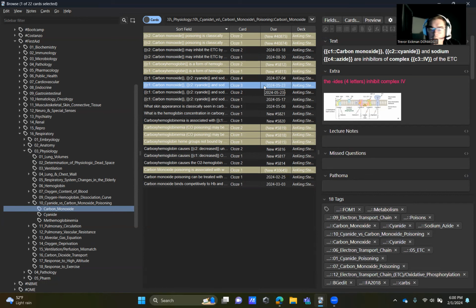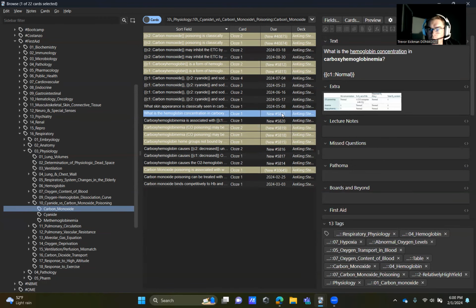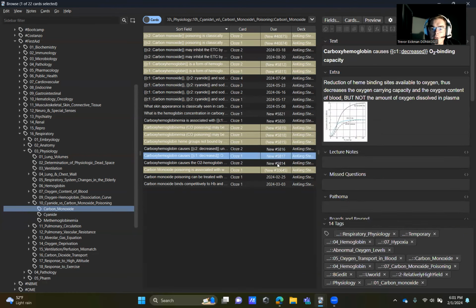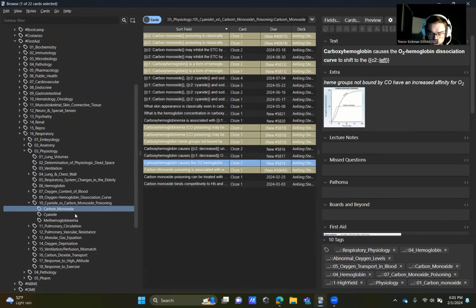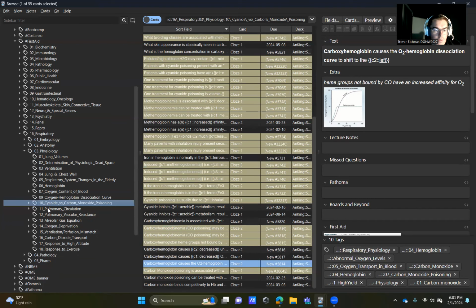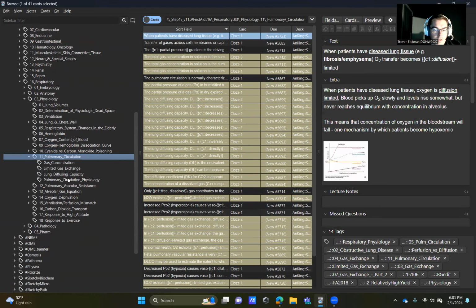Yeah, and how it affects other parts of the body that we learned in previous blocks. So, but these five cards would be helpful for this test coming up. And then we're going to go to 11 and pulmonary circulation.